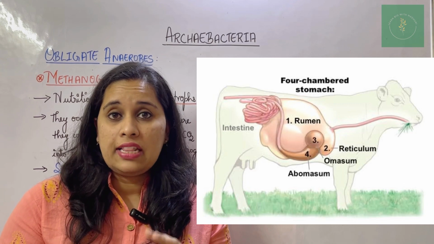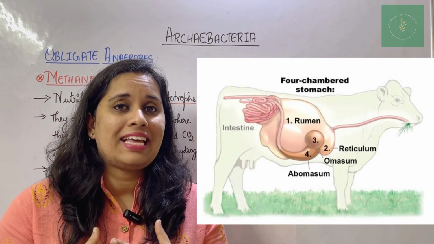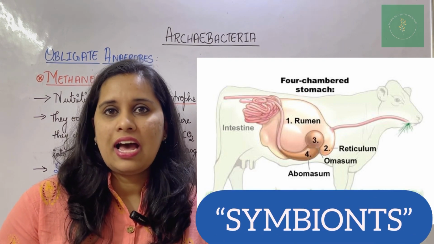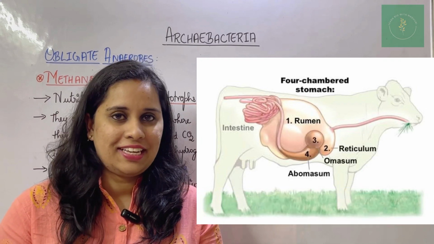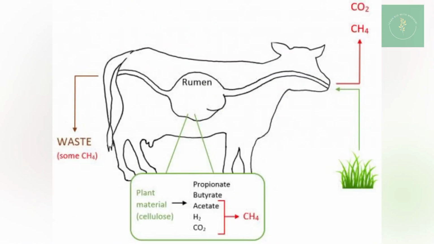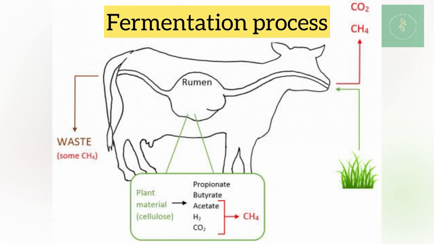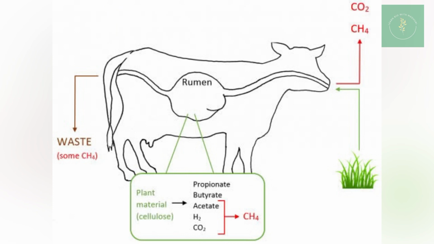So here the Methanogens act as symbionts. How is it symbiotic? Let us see. Methanobacterium lives inside the rumen, or first chamber in the stomach of herbivore animals. It helps in digestion of cellulose and its breakdown into glucose, thus providing a source of energy for the cattle. This is done by the fermentation process. Methane gas is released into the atmosphere during exhalation.